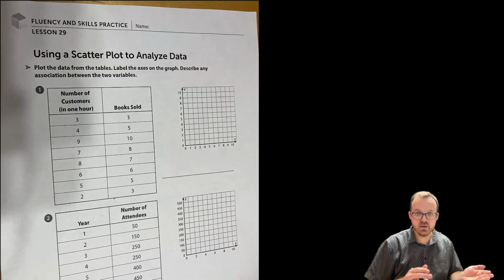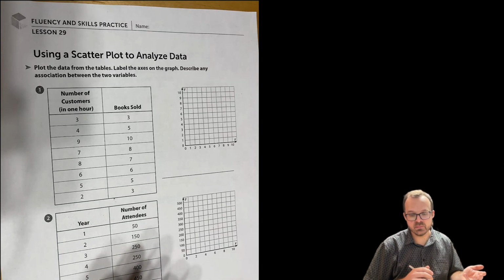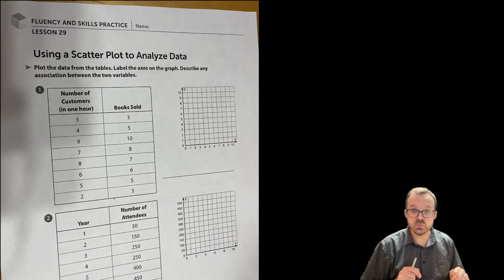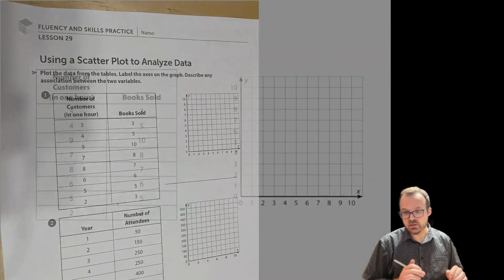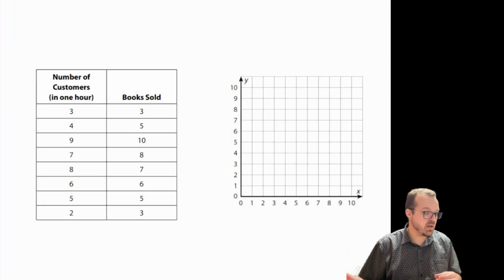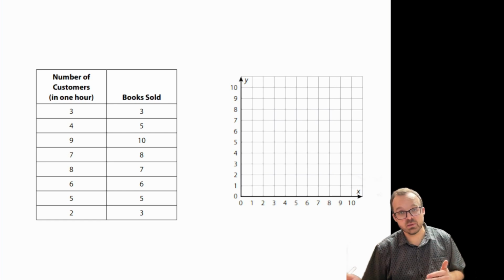That's what we're going to start off to do, and then we'll talk about each of these, all right? So I'll show you how to do the first one. I'll show you it over here. The first one we're going to do, what we have is the number of customers that we have in an hour, and then we're comparing that to books sold.